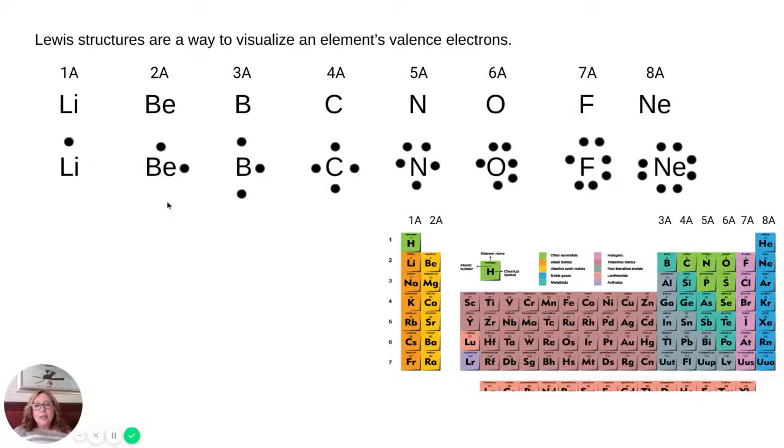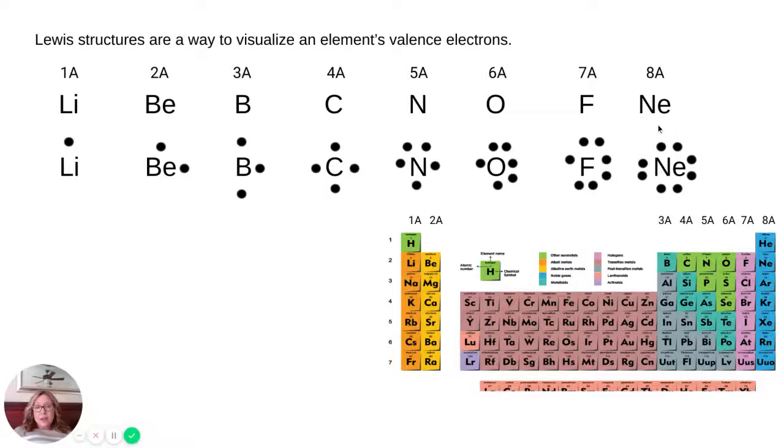Beryllium is in column 2A, which means it has 2 valence electrons, which we draw 1, 2. Boron has 3, 1, 2, 3. Carbon has 1, 2, 3, 4. So you do the first level first. You do 1, and then 2, and then 3, and then 4. And then if there's 5, you start going around the circle again. So nitrogen has 5 valence electrons. Oxygen has 6. Fluorine has 7. And neon has 8. We'll come back to this in a minute. Neon is a noble gas. It has 8 valence electrons.